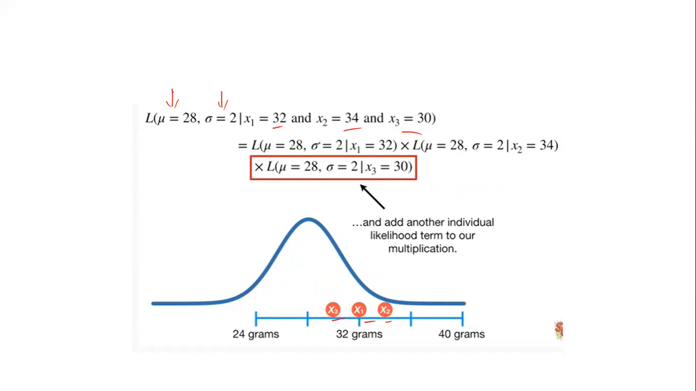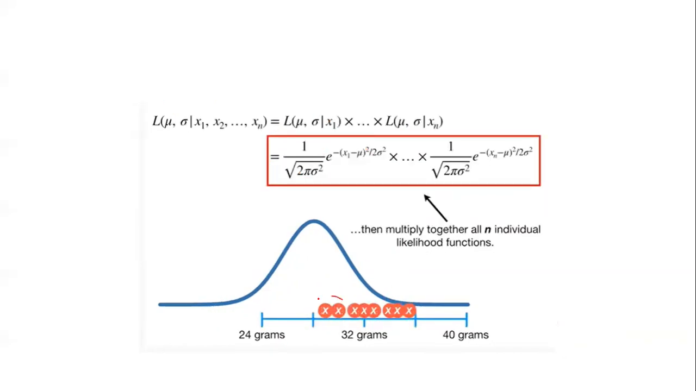Again we have to multiply all the three: the likelihood of mu 28 and sigma 2, which is fixed for all the cases, for x1 32, times for x2 34, times for x3 30. If we have n data points, then the likelihood of mu and sigma for x1, x2 up to xn is the likelihood of mu sigma for x1, times the likelihood for x2, and so on, up to xn. So just multiply all these things.